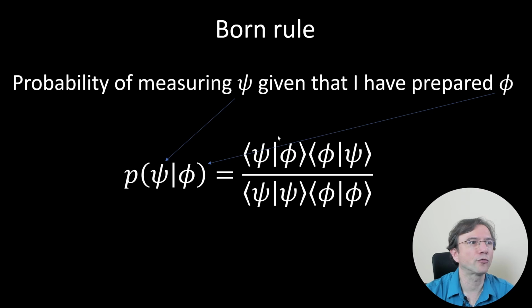So here is the Born rule. The probability of measuring psi given phi is given by the inner product of psi phi, phi psi, divided by the norm of the two vectors. And if the two vectors are normalized, then you just have the square of the inner product. Now this expression doesn't tell you much, so let's see geometrically what happens.